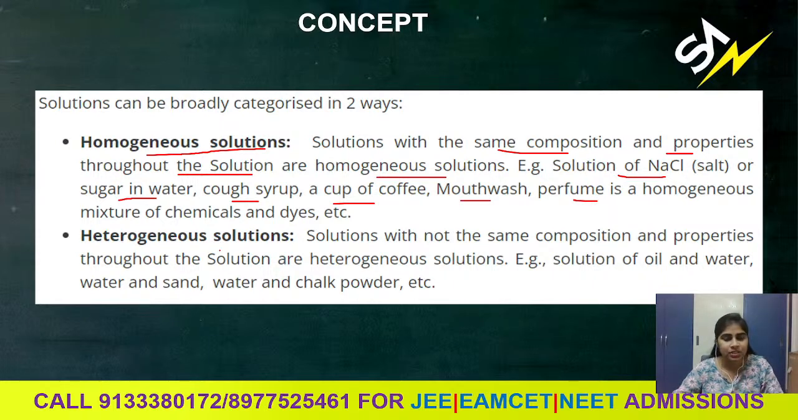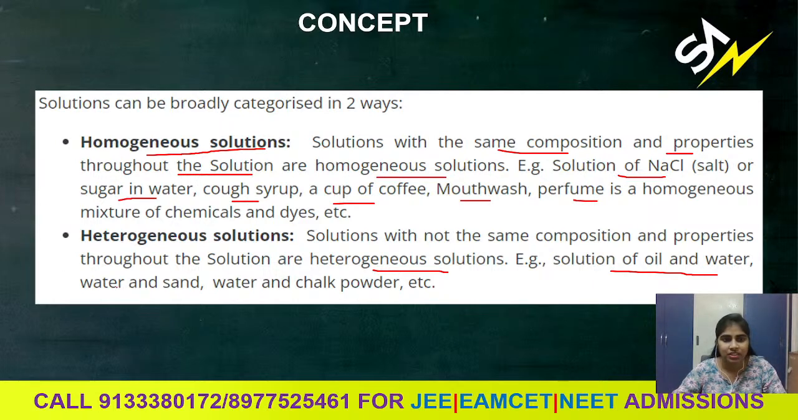And next, heterogeneous solution. What is meant by heterogeneous solution? Opposite to homogeneous solution, these are not soluble throughout the solution. See the definition: solutions with not the same composition and properties throughout the solution. These are known as heterogeneous solutions. For example, a mixture of oil and water. If we mix oil and water, they won't mix, right? They form a separating layer. That type of solutions are known as heterogeneous solutions.